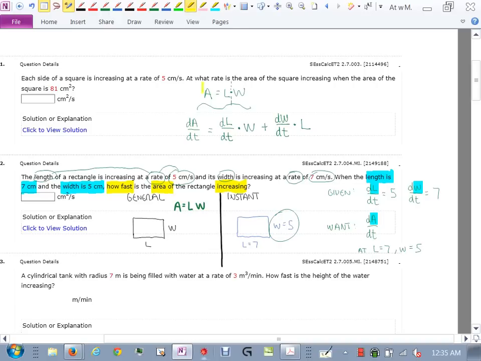So let's just check some things here. dA/dt, that's what I want. dL/dt, I'm given.